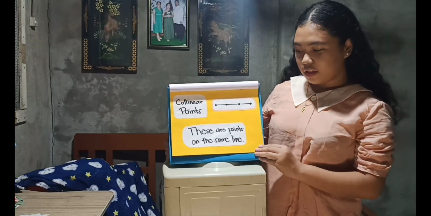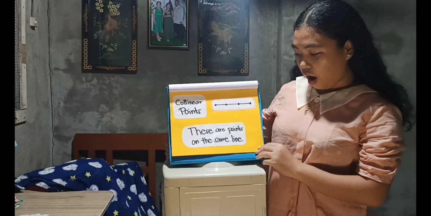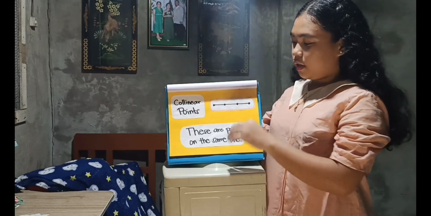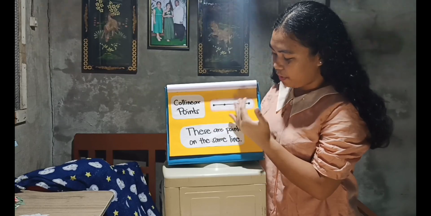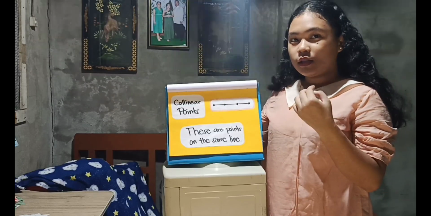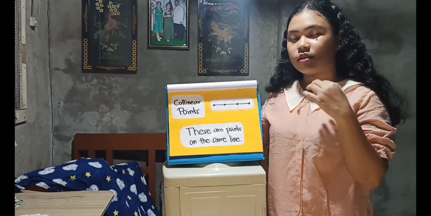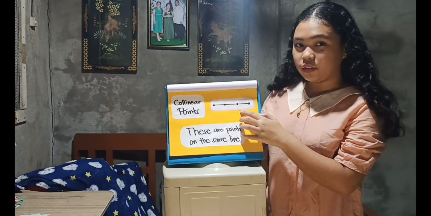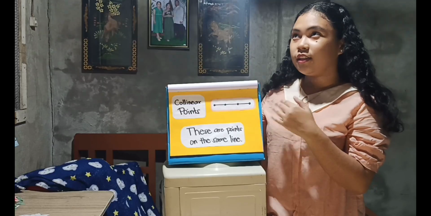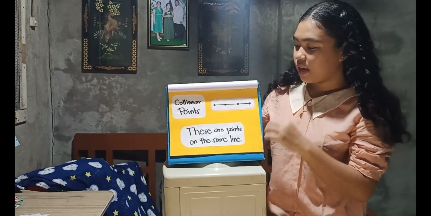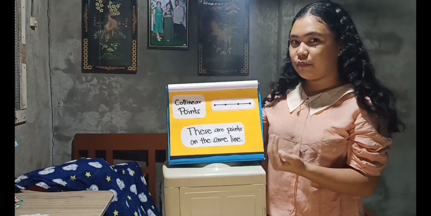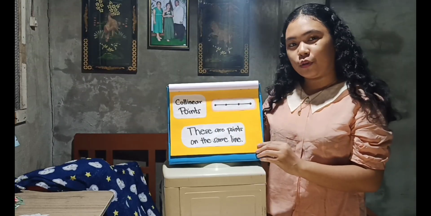Collinear points. These are points that are on the same line. As you can see in the example, points A, B, C, and D lie on the same line. The opposite of collinear points is non-collinear points, where one point is not on the same line. So you can easily distinguish collinear points and non-collinear points. Collinear points are on the same line, like in that example.